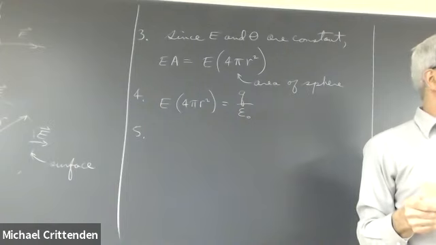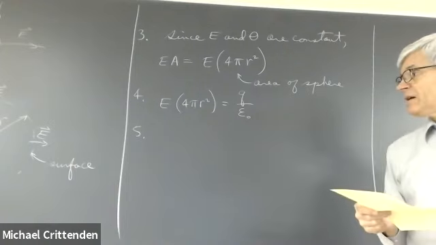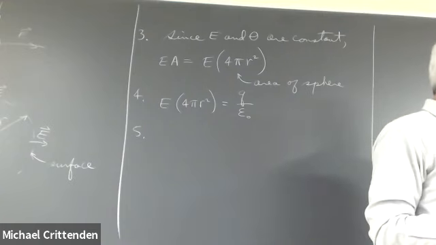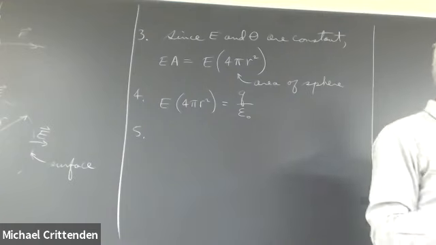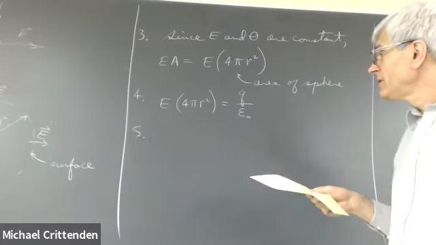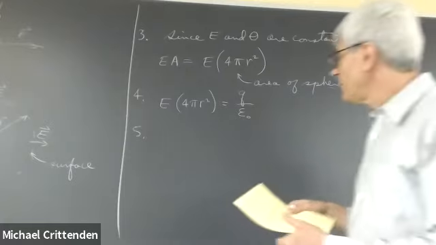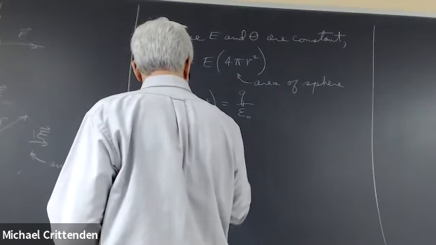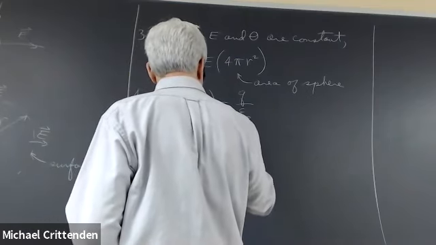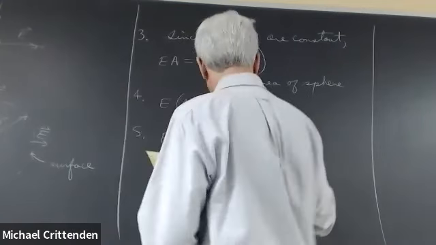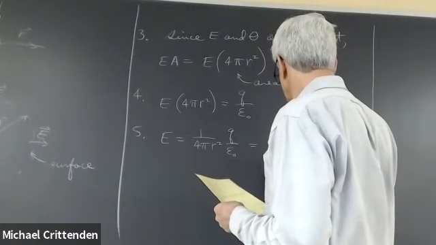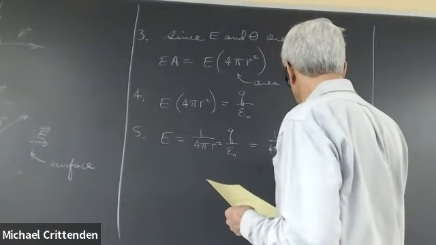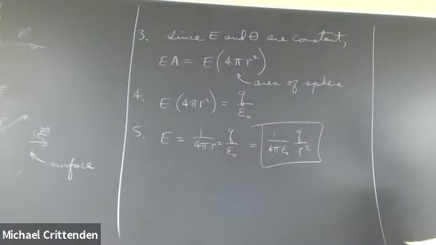Sometimes you have to come up with some clever substitutions to finish a problem off. This is not one of those times. We're supposed to solve for E. That's what the question asked for us, an expression for the electric field. So that's just dividing both sides by the 4 pi r squared. Divide both sides by 4 pi r squared, then rearrange things a little bit, and there it is.